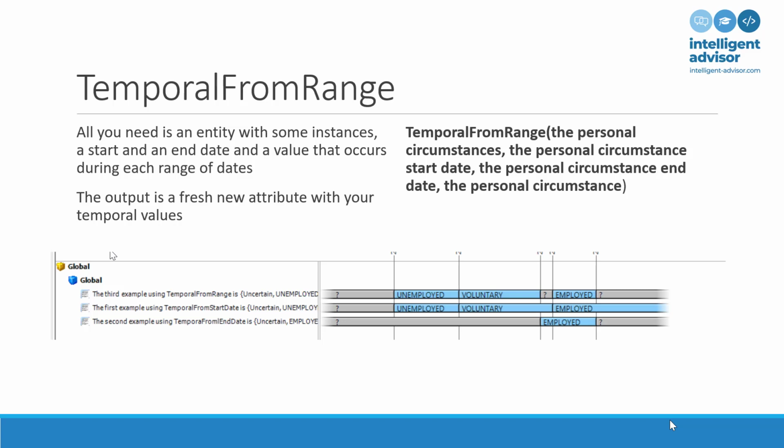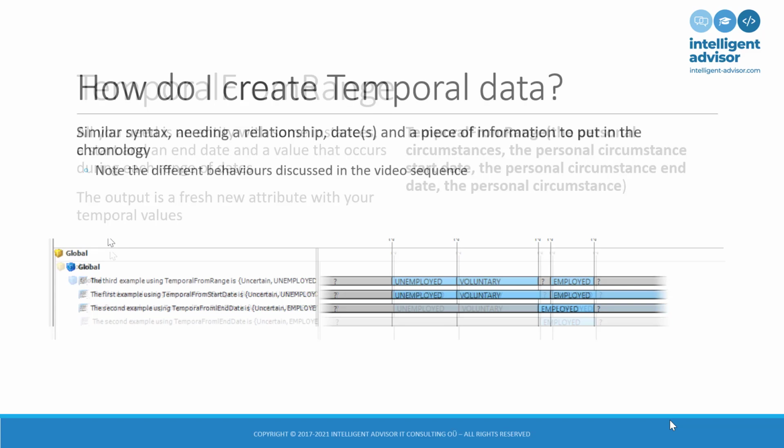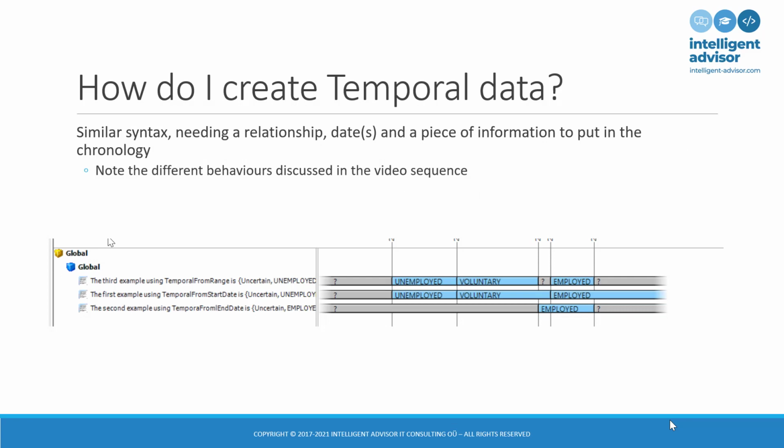Let's take a look at how these three functions work in real life. So they all have similar syntax. They need a relationship, one or more dates, and a piece of information to put in the chronology. And there are several different behaviors in the video sequence that is coming up. The key point here is you are able to create a chronological display of information using these functions. That's the starting point for any of the complicated ideas of reasoning or functions based on it. Starting point is get yourself a temporal attribute.